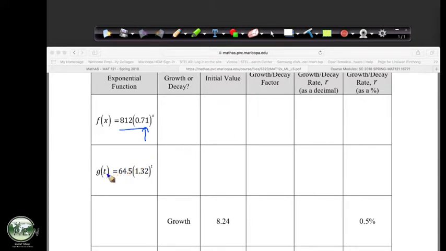So this is where, sort of at the beginning, it's a number less than 1. We will get a negative rate when we subtract it from 100 or subtract 100 from it, right? So we'll see that. So this one, by looking at it, the base is less than 1, so decay.